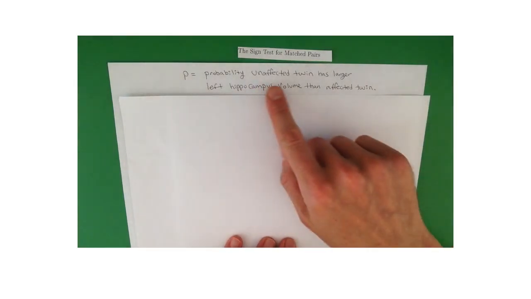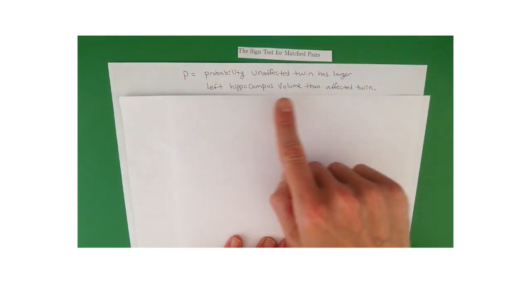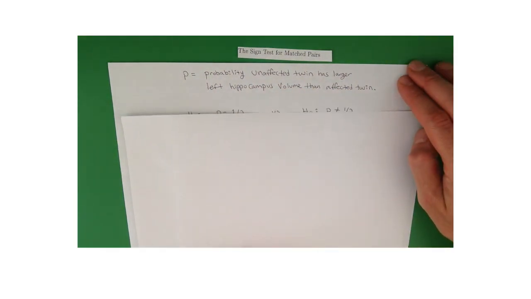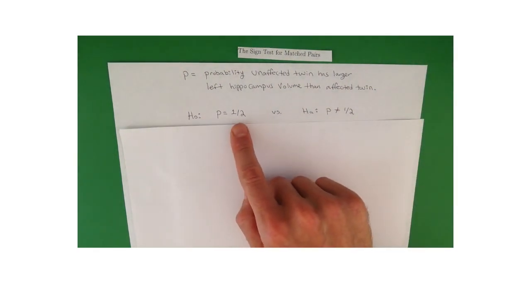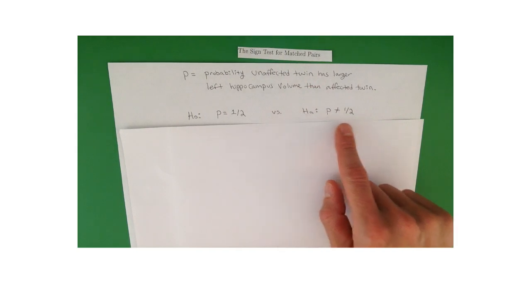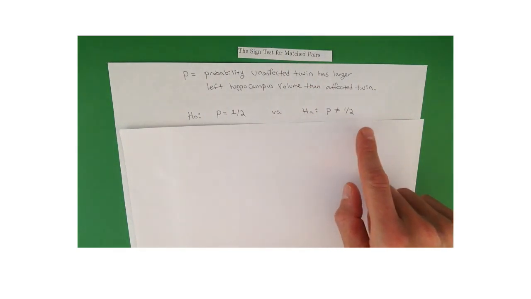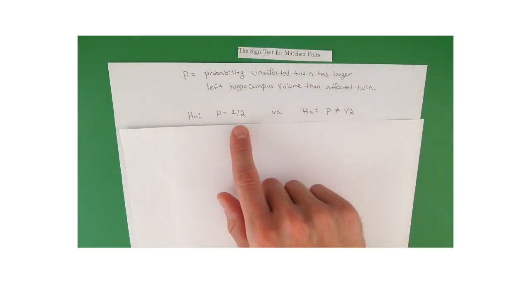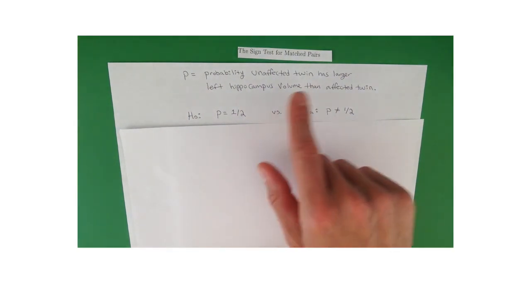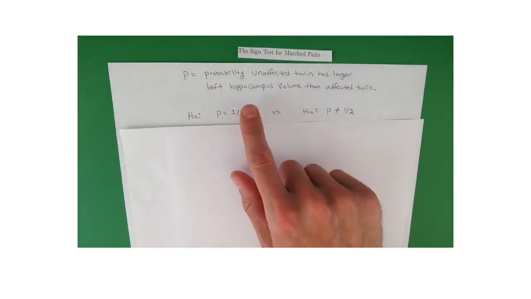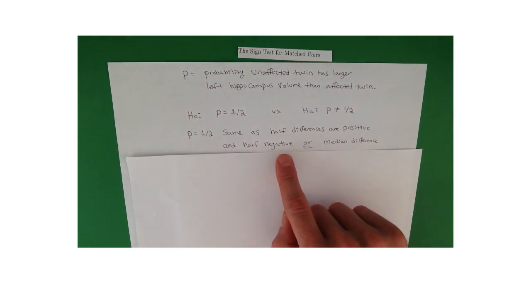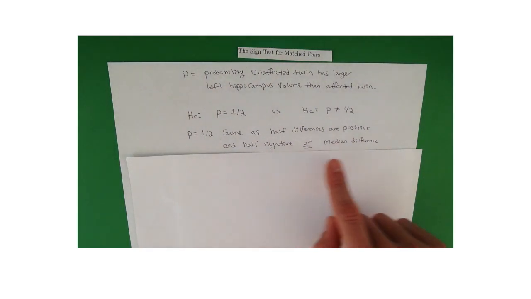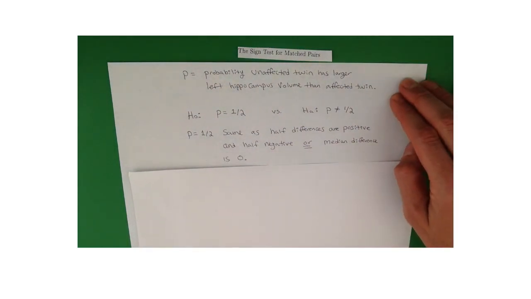Let P be the probability that the unaffected twin has a larger left hippocampus volume than the affected twin. The null hypothesis then becomes that P is equal to a half. The alternative hypothesis is that P is not equal to a half. In other words, the null hypothesis states that there's a 50-50 chance that the unaffected twin has a larger left hippocampus volume than the affected twin. It's interesting to note that P equal to a half is the same as half the differences being positive and half the differences being negative. Or, that's the same as saying that the median difference is 0.